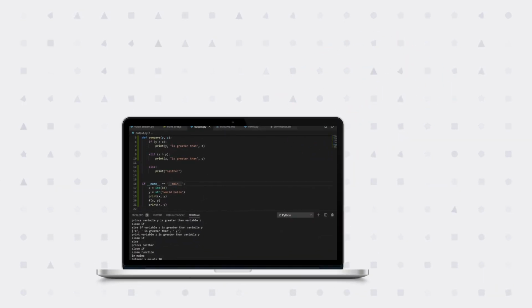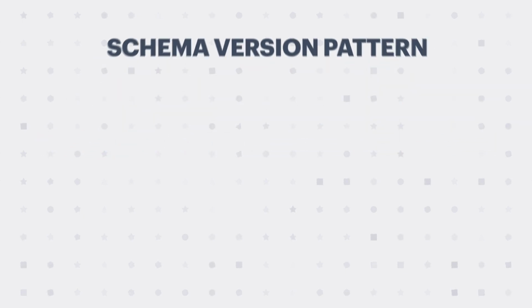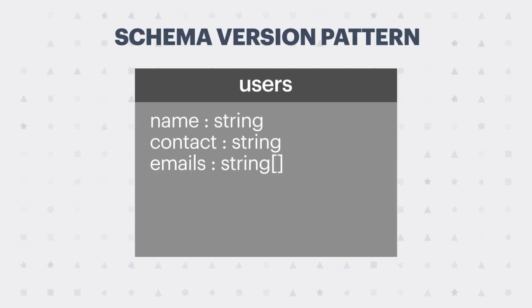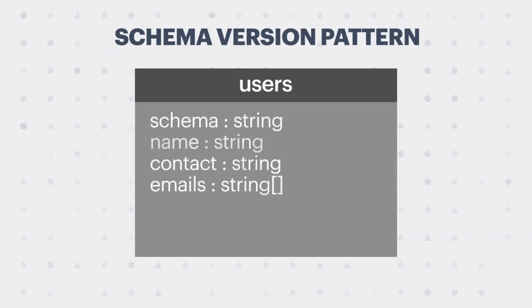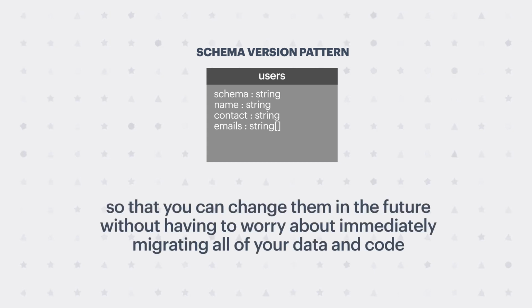This is where you can use the Schema Version Pattern to your advantage. The Schema Version Pattern is a way of assigning a version to your data model. This is usually done at the document level, but you can also choose to version all of your data as part of an API. It is recommended that you always assign a version to your documents so that you can change them in the future without having to worry about immediately migrating all of your data and code.